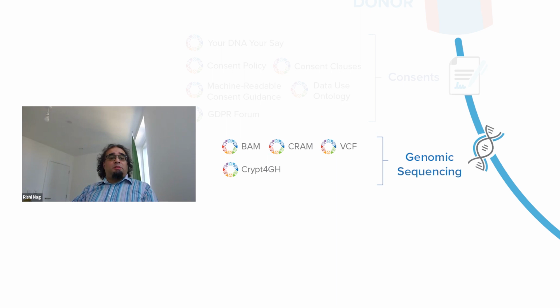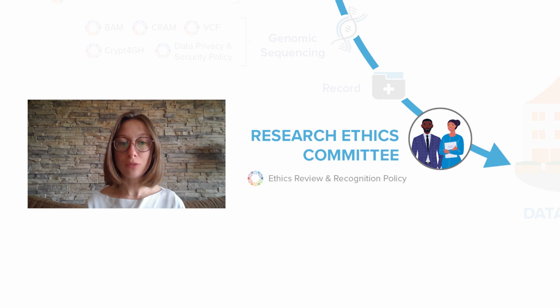As soon as personal data is generated, data custodians can use the data privacy and security policy as a guide for the lawful and secure processing of any individually identifiable genomic data. Genomic and health-related research frequently happens in the context of international consortia, with activities happening at multiple sites. The Ethics Review Recognition Policy facilitates the recognition of approvals of research projects by research ethics committees in different jurisdictions by identifying key elements and best practices for the ethics review process.